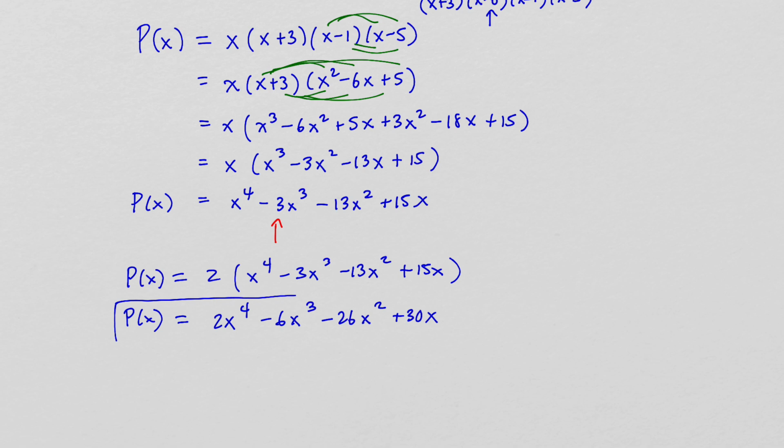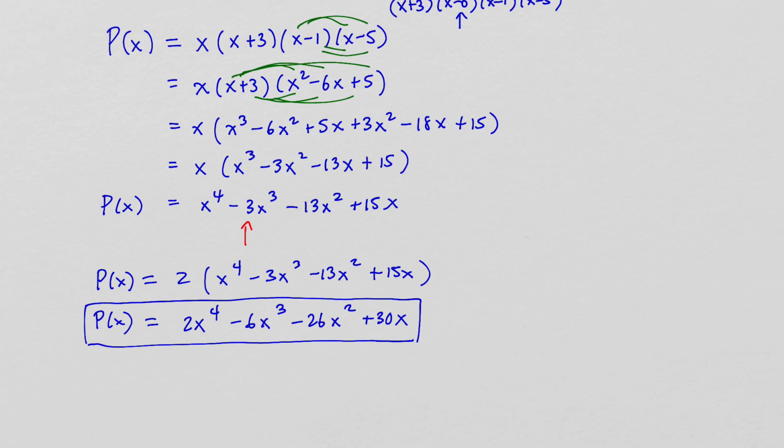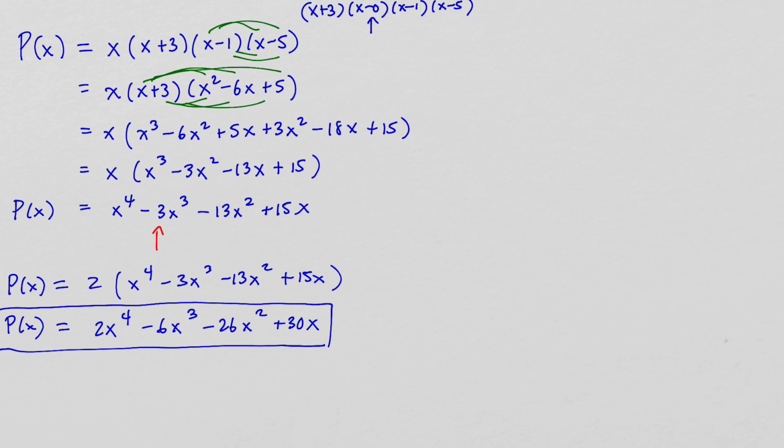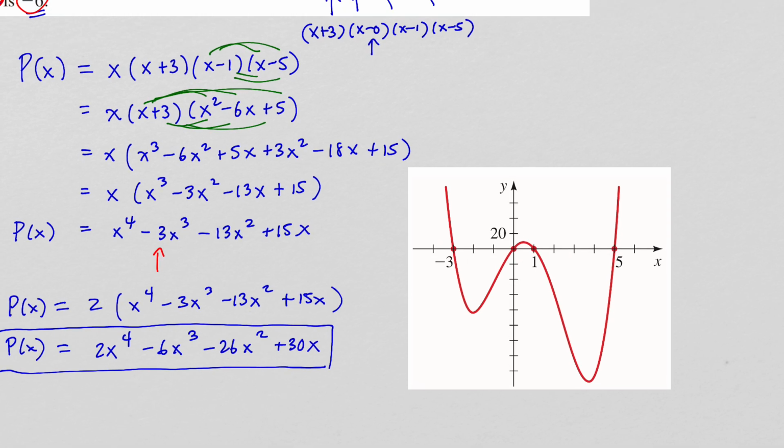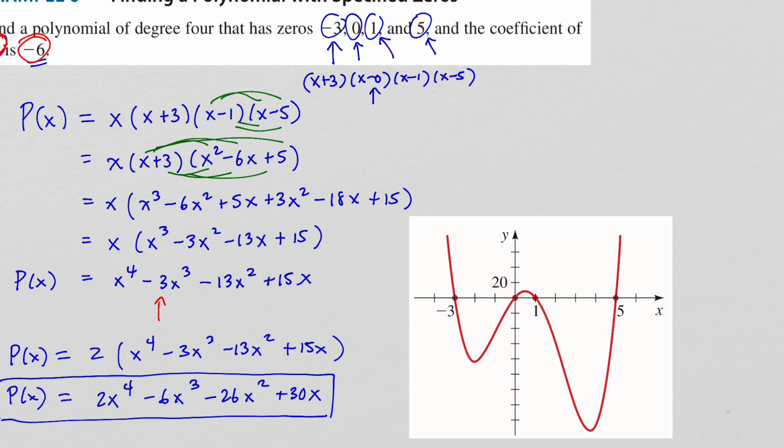And so this is the polynomial that has all the zeros that were stated in the beginning, but also has a coefficient of -6 in front of x cubed. And here's what the graph of this polynomial would look like. And I want you to notice that it has x-intercepts -3, 0, 1, and +5, just as they mentioned in the beginning. And that concludes this video lesson.